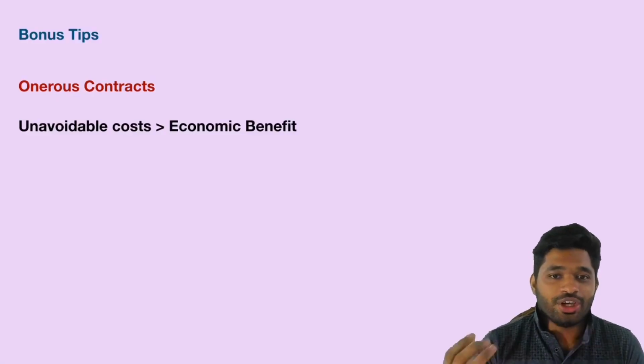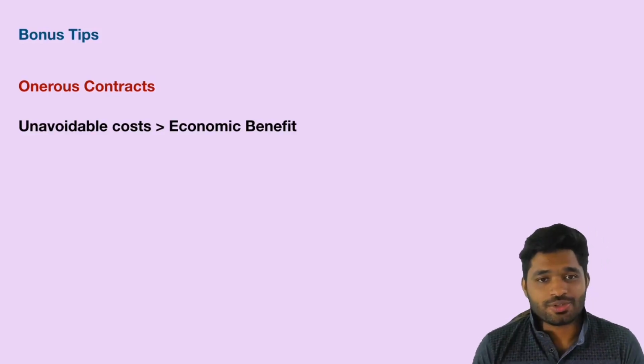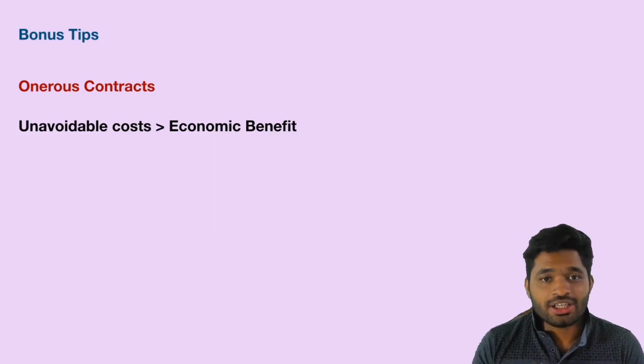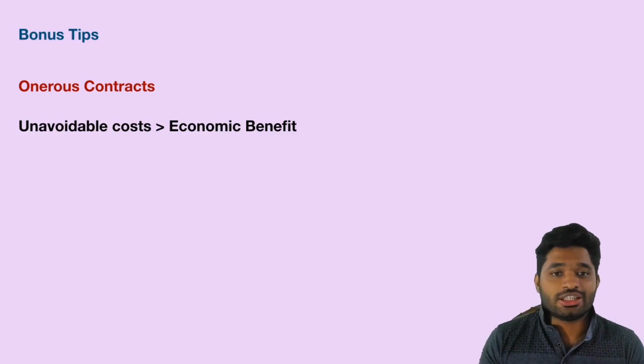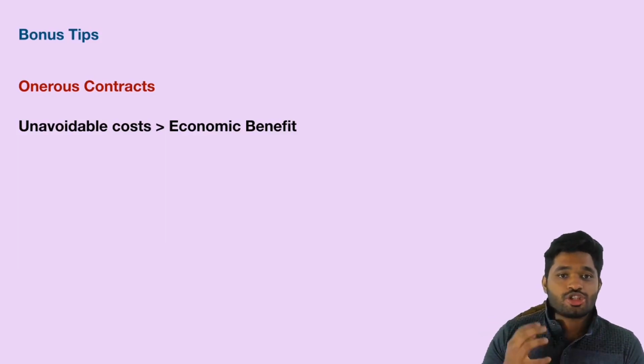Before we conclude the video with the disclosure requirements of IAS 37, I got few bonus tips for you. Now let's look at an onerous contract. An onerous contract is when you make a loss out of the contract. The unavoidable cost of completing the contract is going to exceed the economic benefits that you get from the contract. For example, let's say the economic benefit that you get from a contract is 500,000 and the cost of completing it is 600,000. So you are making a loss of 100,000.